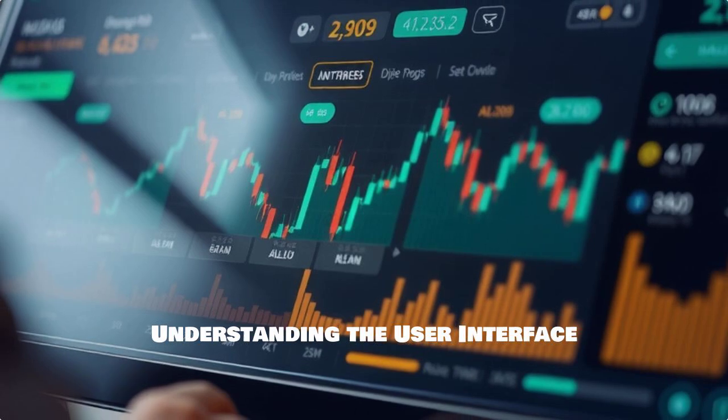Navigating the dashboard is simple. In this section, we will familiarize you with the charts and trading tools available.